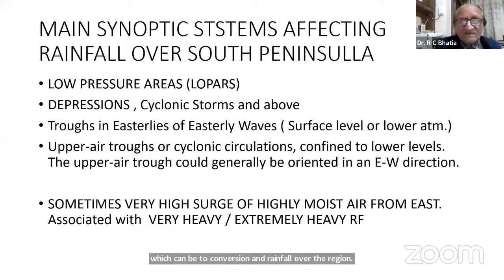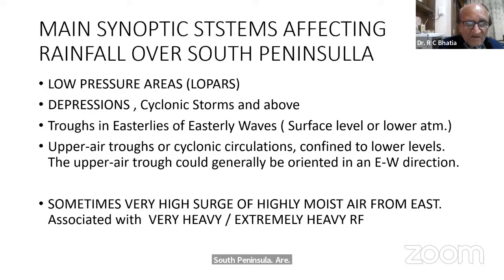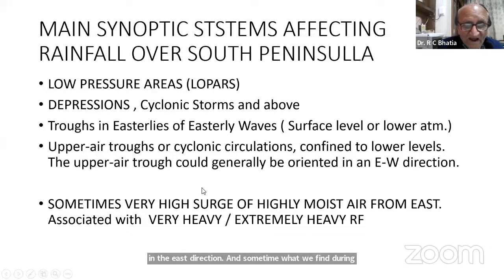The main synoptic systems affecting rainfall over the South Peninsula are the low pressure systems: depression, cyclonic storm and above, troughs in easterly waves, and upper layer troughs or cyclonic circulation. They are confined to the 850, 700 hPa level, and are generally oriented in the east-west direction. And sometimes during the northeast monsoon, we find a very high surge of highly moist air from the east, and that is associated with very heavy and extremely heavy rainfall over the region.